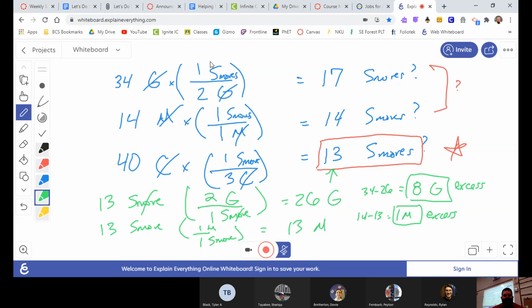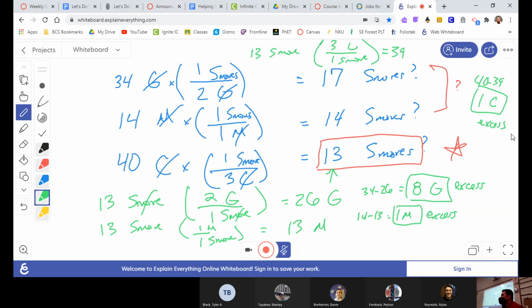You could do that. So how would I figure that out? You would do 13 s'mores, divided by s'more, 3 chocolate. That gave me 39 pieces of chocolate. I had 40 minus 39. I have 1 piece of chocolate left over, excess.